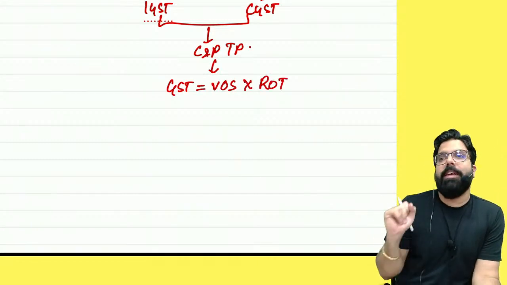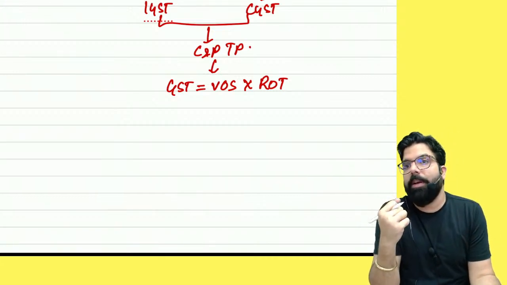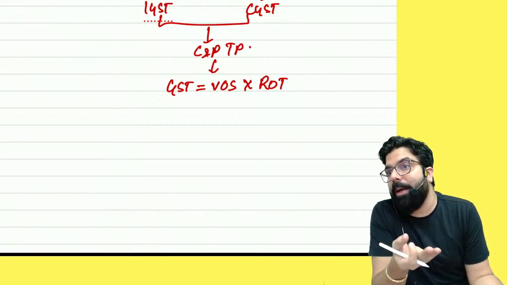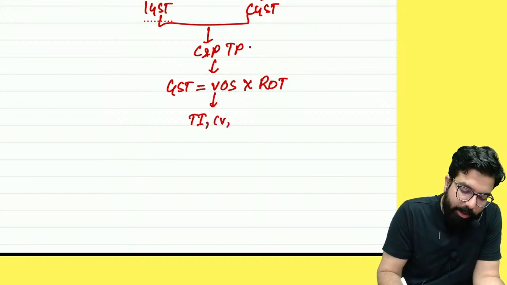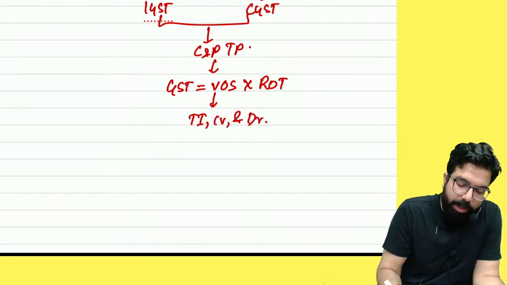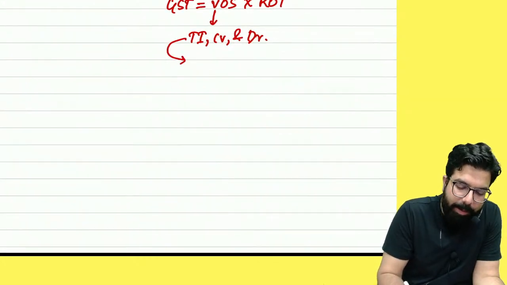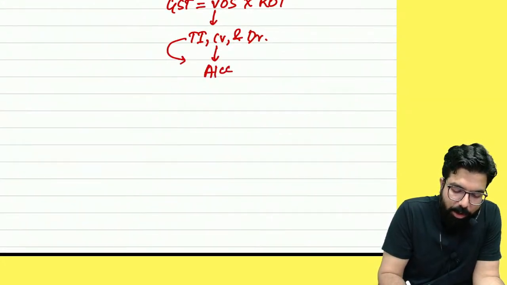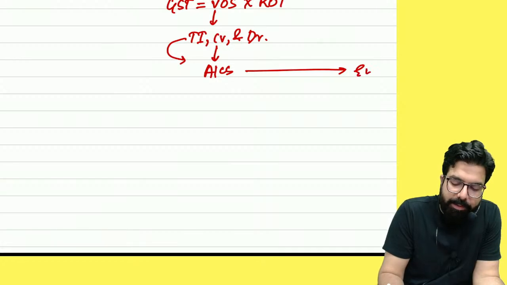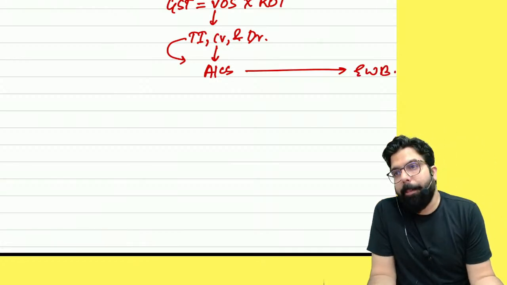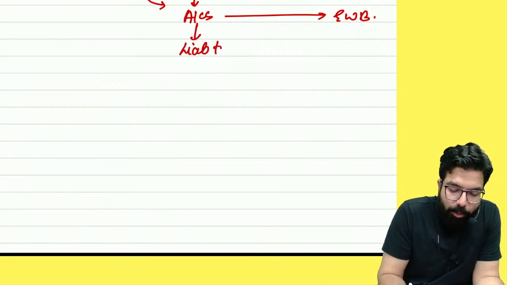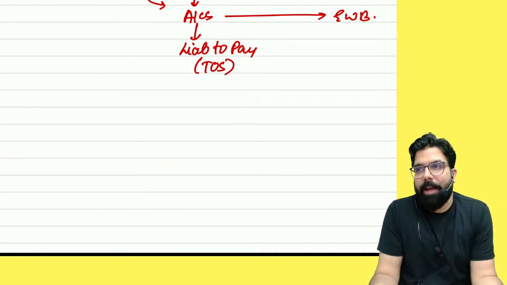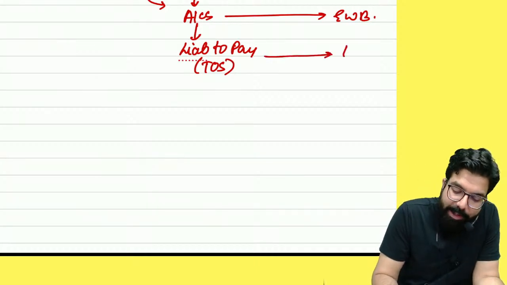Once you know the GST amount, the person will tell you, please give me a tax invoice. So the next step will come: tax invoice, credit note and debit note. All this I will maintain in my accounts and records and I'll send the goods to the other person with the help of an e-way bill. Once you send the goods, your liability to pay the GST will come, and liability comes at the time of supply. For example, your liability is 1000 rupees.